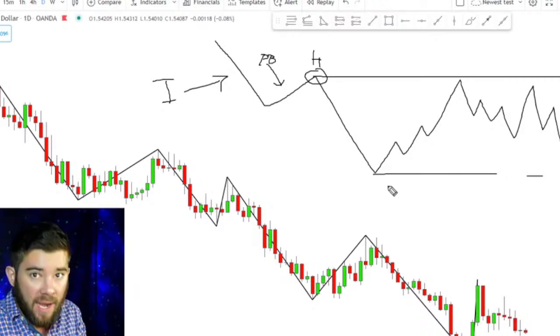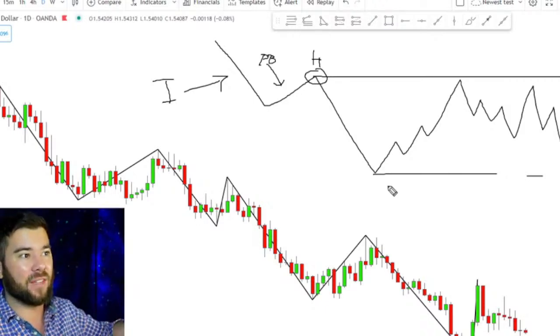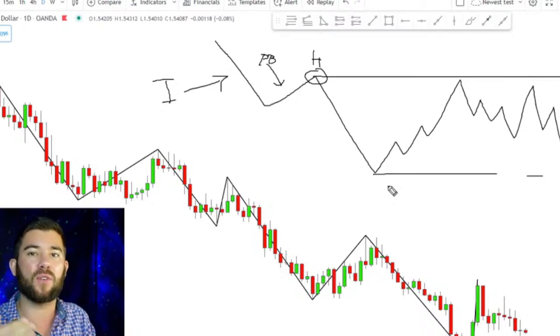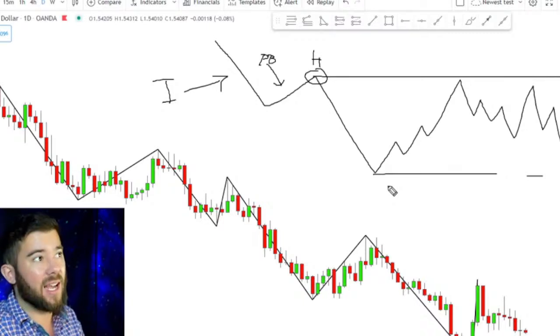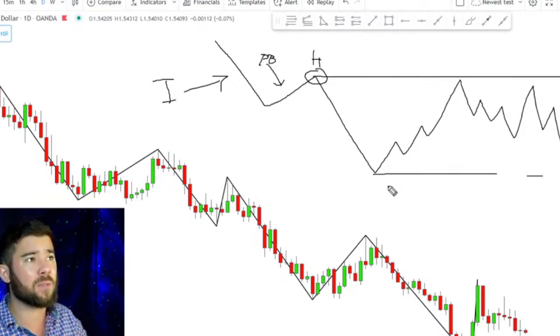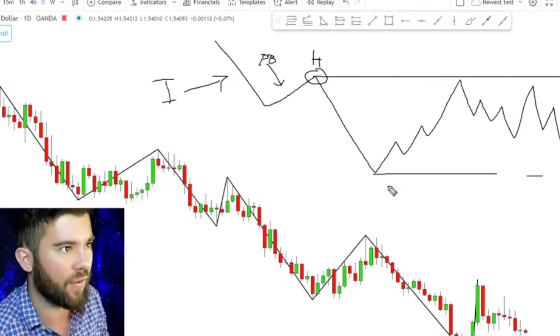And what kind of trading opportunities are we looking for if this market's heading down? We're looking for selling opportunities as long as the market continues to head in the downward direction. So that is my objective way of identifying trend.